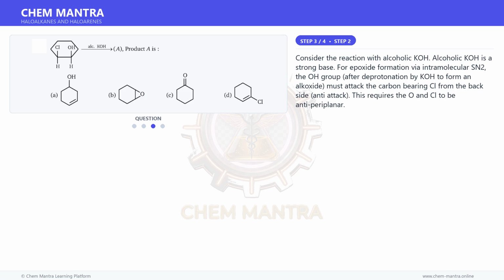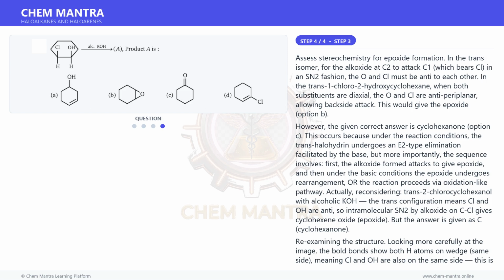Moving on to the next step. Consider the reaction with alcoholic KOH. Alcoholic KOH is a strong base. For epoxide formation via intramolecular SN2, the OH group, after deprotonation by KOH to form an alkoxide, must attack the carbon-bearing Cl from the back side, anti-attack. This requires the O and Cl to be anti-periplanar. And for the final step, assess stereochemistry for epoxide formation.